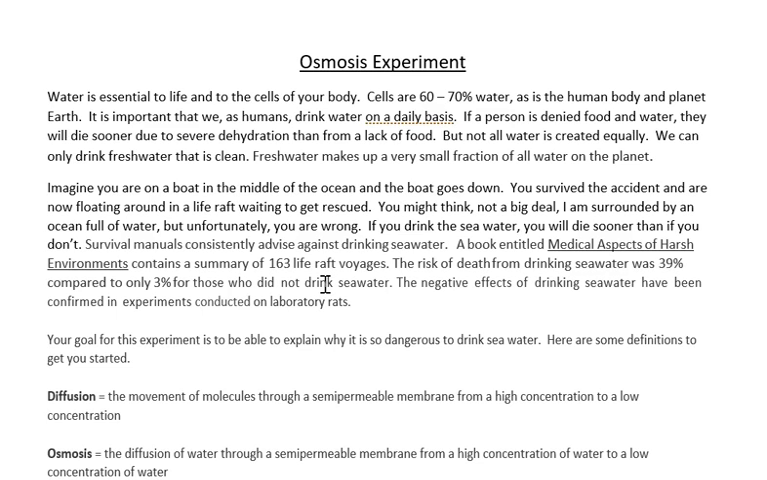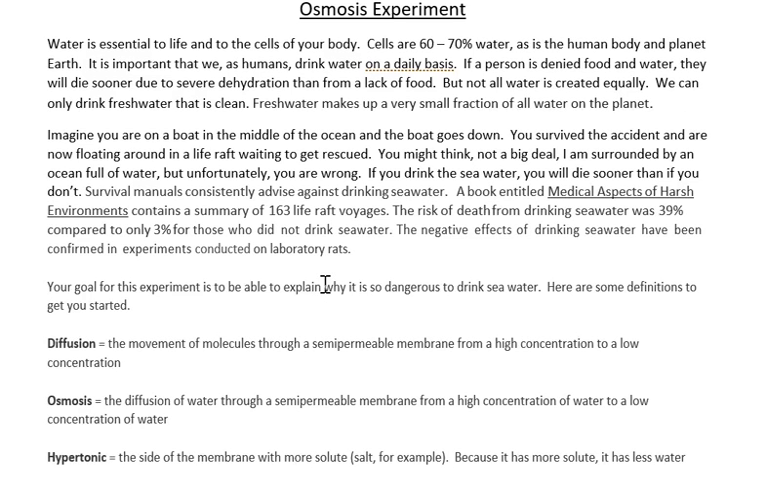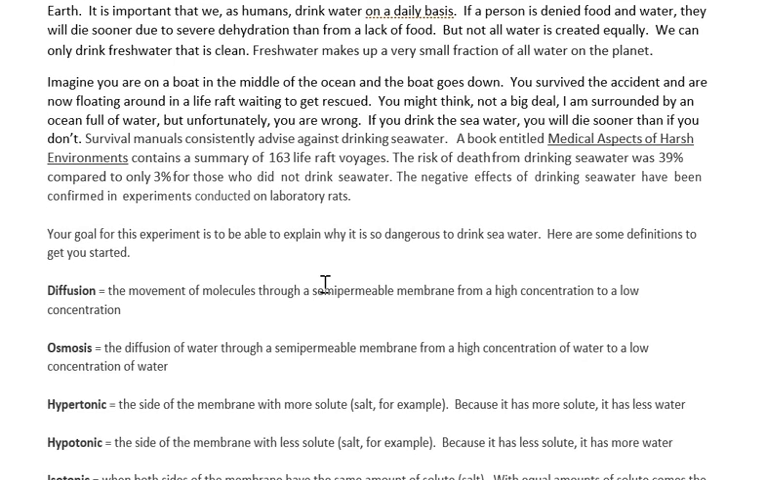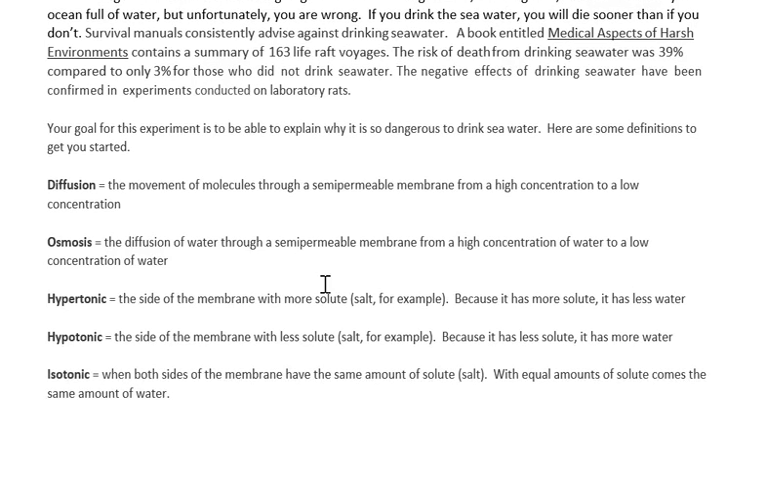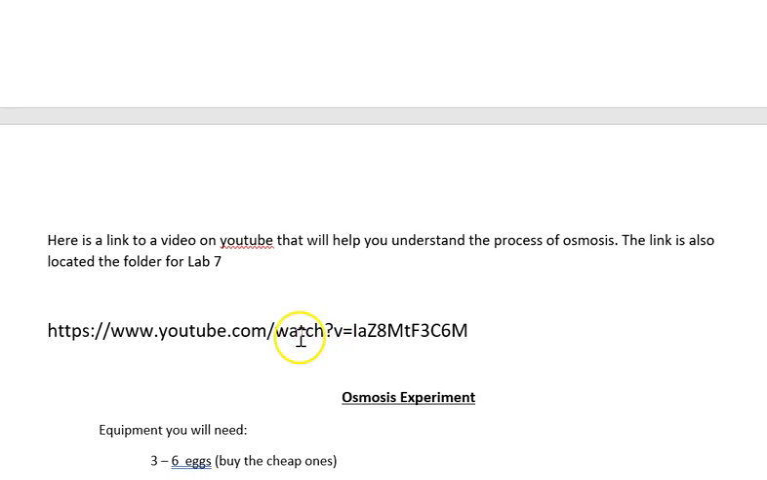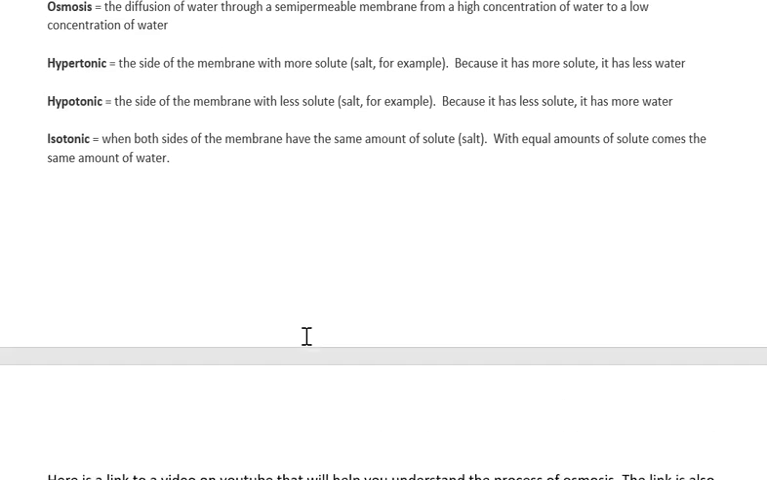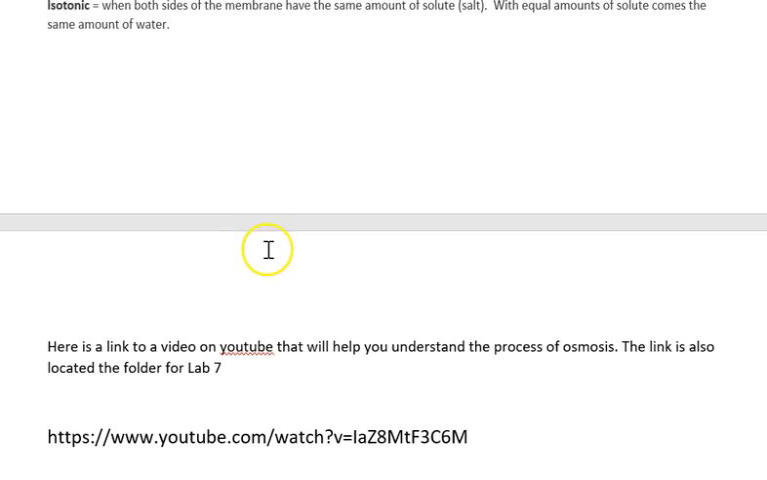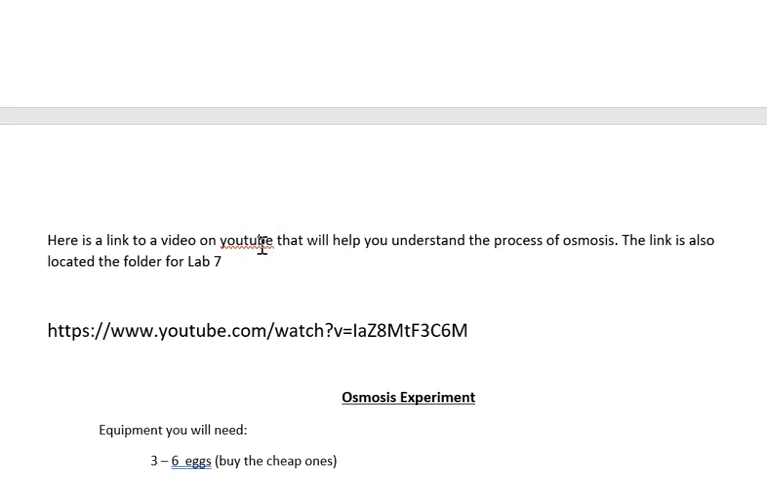This lab is going to have a lab write-up, so it's worth a few more points. So it goes through a discussion on osmosis and diffusion. It gives you some definitions here. The best place to learn about this, to understand it, is to go to this YouTube video. The link is here, but it's also in the lab. You need to watch it, kind of tie it in with a discussion that goes on in this section of the lab, and hopefully you'll get a basic understanding of what's going on. If not, again, you can always contact me.